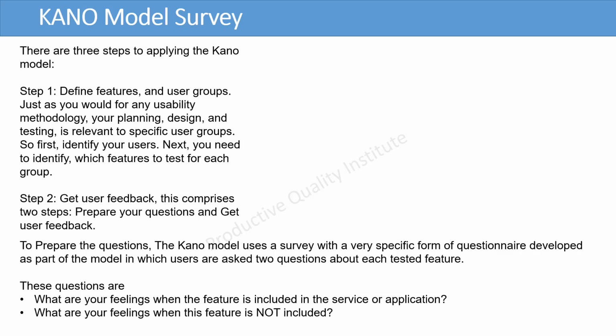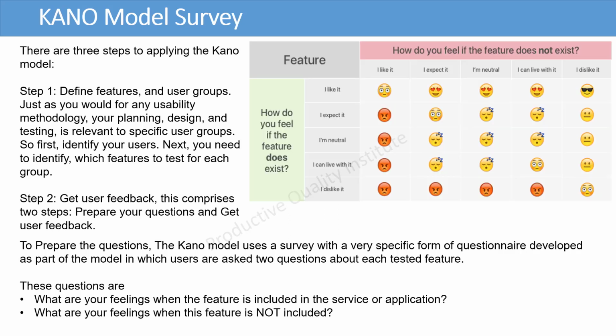When answering the 2 questions per feature, users are always required to select one of these predefined options. I like it this way. I expect it this way. I am neutral. I can live with it this way. I don't like it this way.